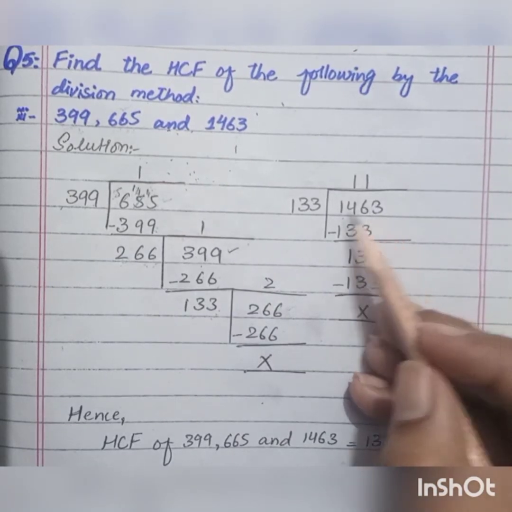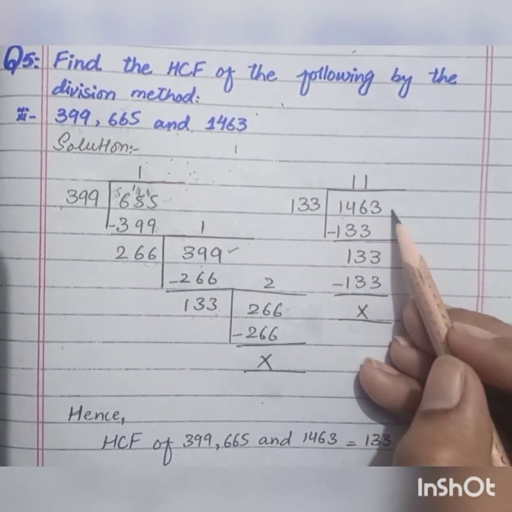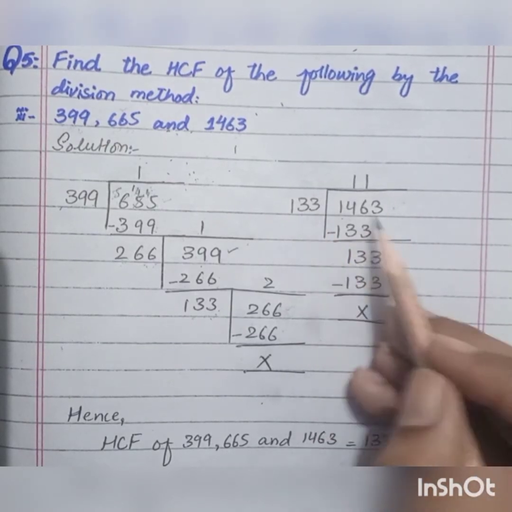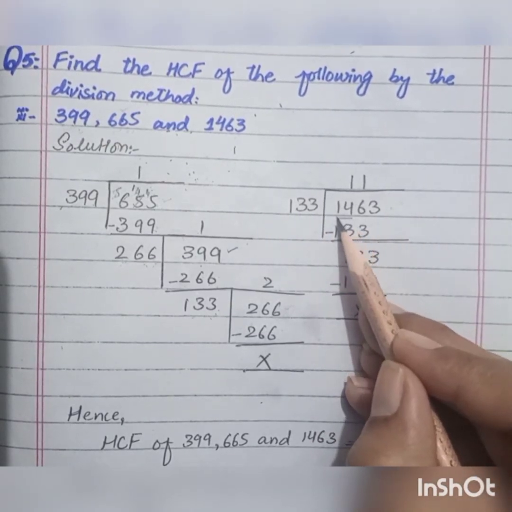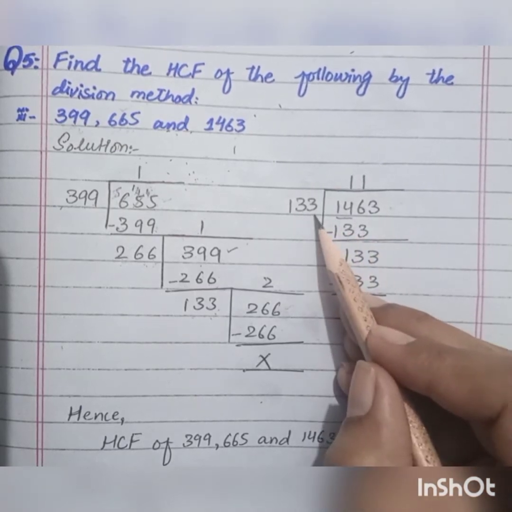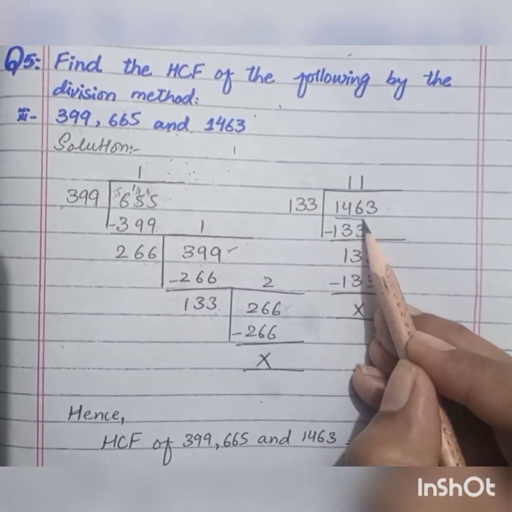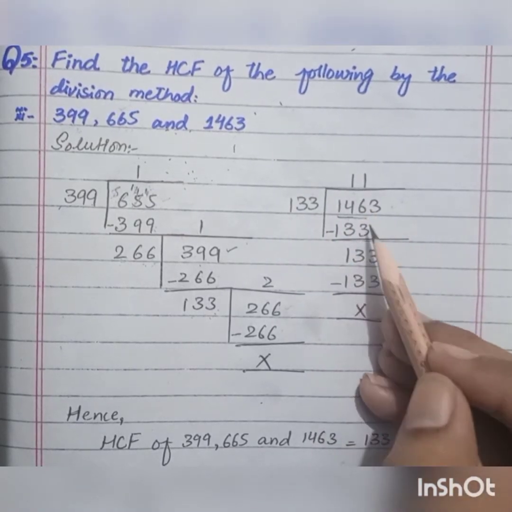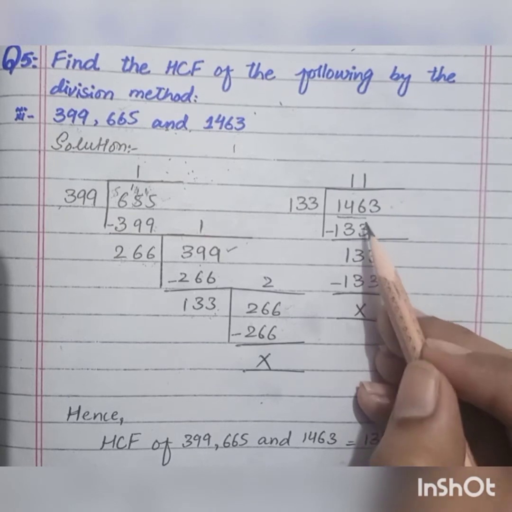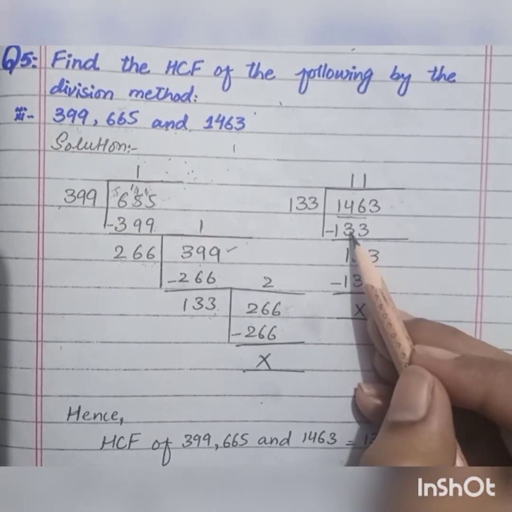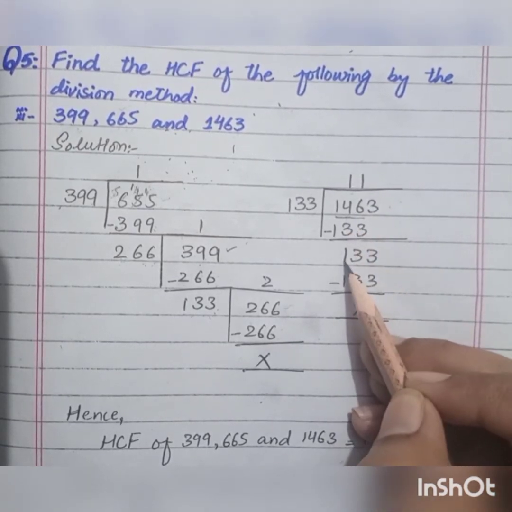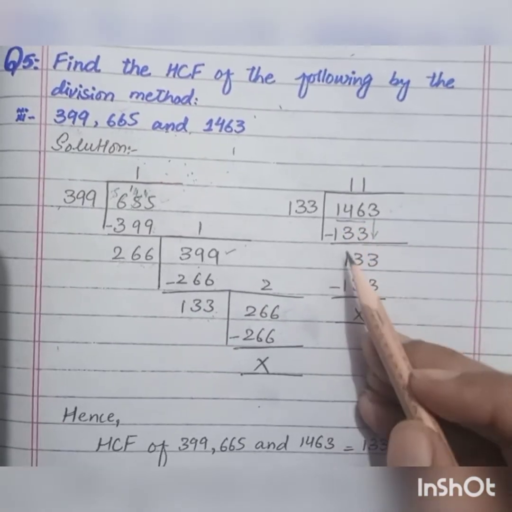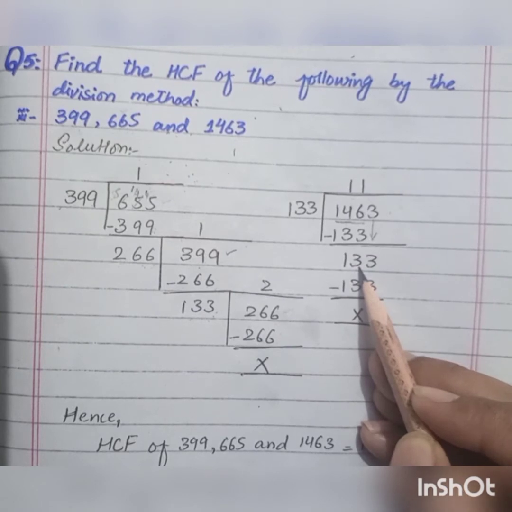Here we can see that 1463 is a dividend and 133 is a divisor. By solving, we can't take these two values because 14 is smaller than 133. We will take the three values. So 133 ones are 133, and by solving, if we subtract 3 from 6, the answer will be 3, and now subtract 3 from 4, the answer is 1, and 3 would be as it is here. We can see that the answer of subtraction is 133.